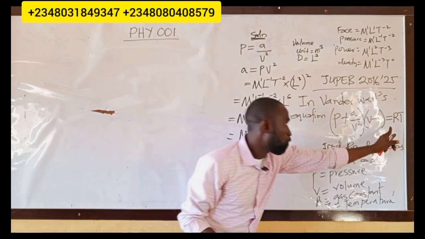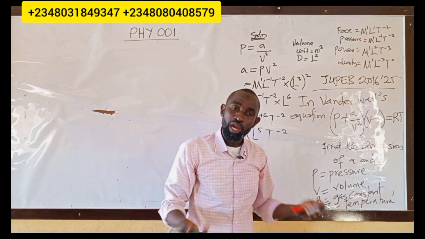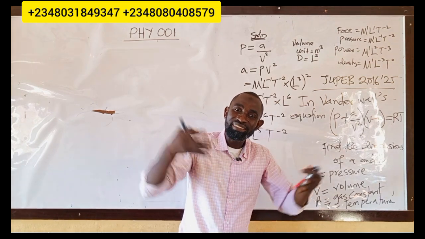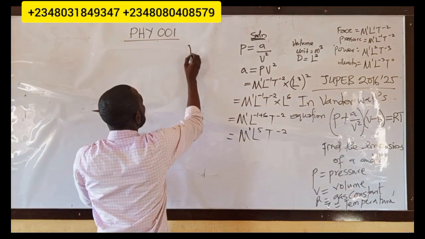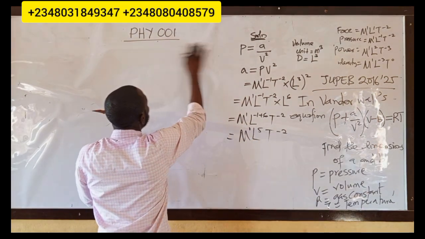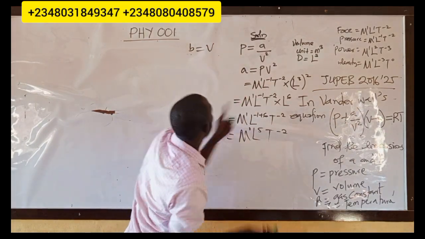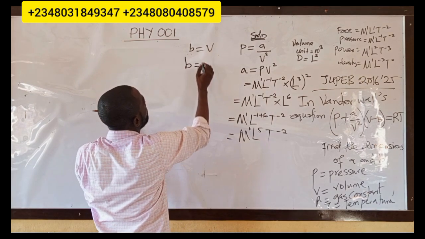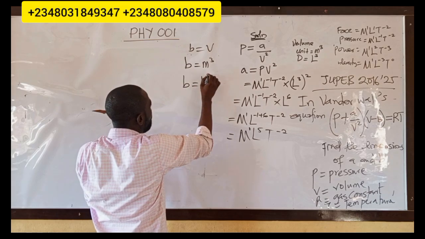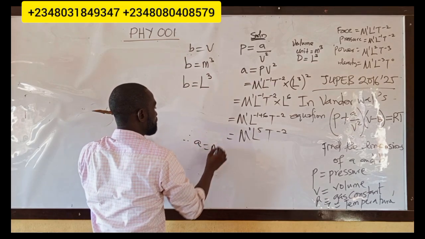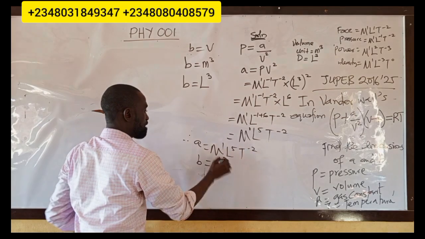Our A. What about our B? Because B is combined with volume, it means B is also volume. Like I told you, we can only combine terms if they are dimensionally similar or alike. So this second one, our B equals B, and B is volume. What is the unit of volume? M to the power 3. So our B equals L to the power 3. Therefore, our A is M to the power 1, L to the power 5, T to the power minus 2, and B is L to the power 3.